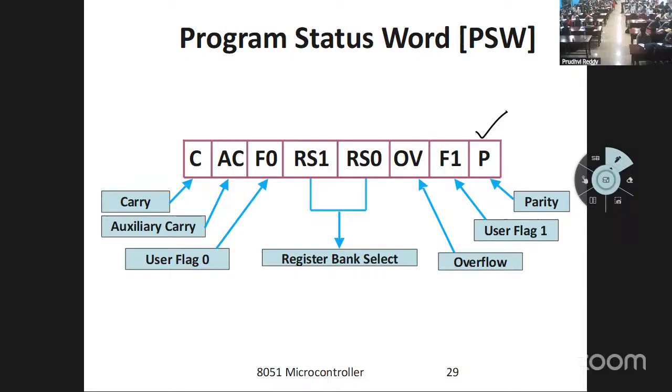Okay. The next ones, F1 and F0, are user flags. The user can define them, but in the 8086 microprocessor, the user does not have any flags to define. But the 8051 microcontroller has user defined flags.